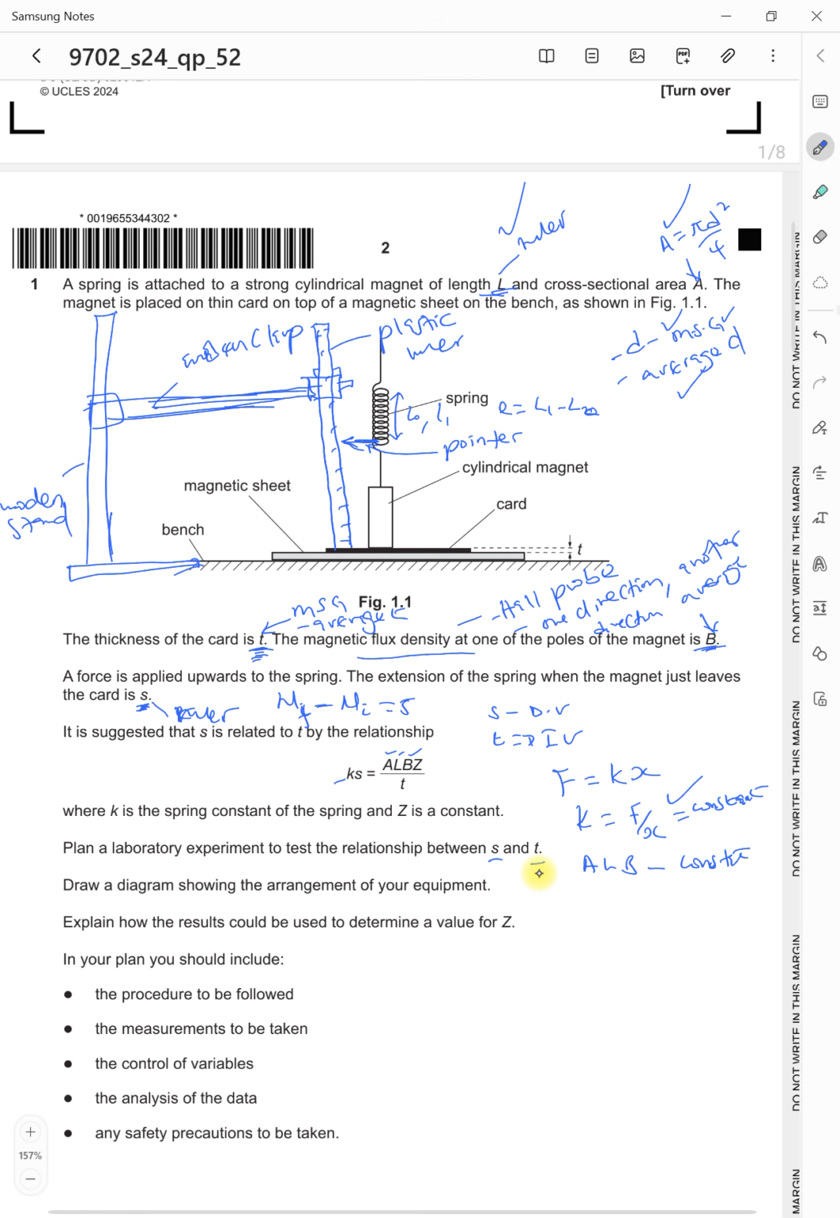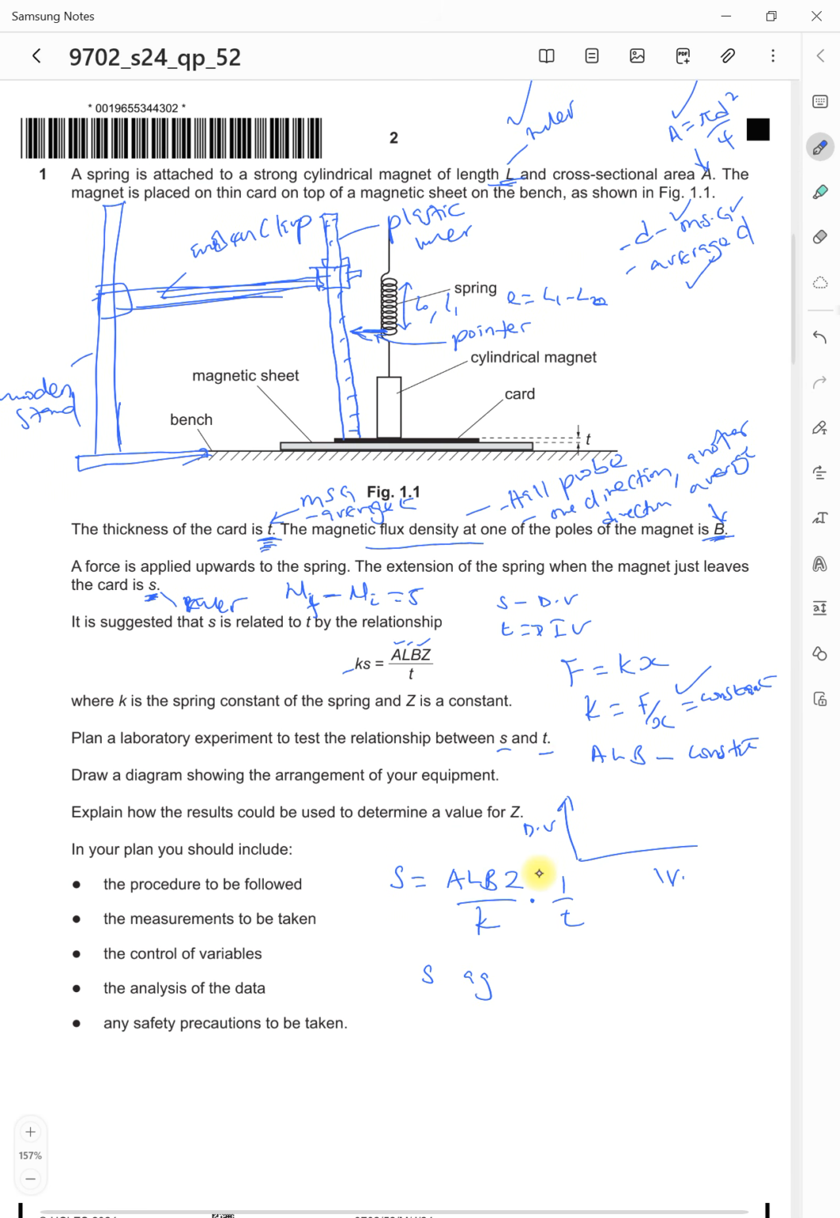Then draw a diagram. I'll draw a better diagram. Explain how the results could be used to determine a value for Z. Because we are varying T and recording S, T is the independent variable, and we always put the independent variable or something related to it on the x-axis and something related to the dependent variable on the y-axis. So I'll make S the subject. S is equal to A, L, B, Z divided by K times 1 over T. So the easiest graph to plot is S against 1 over T. And of course, this is a straight line. There is no y-intercept, so it is through the origin.